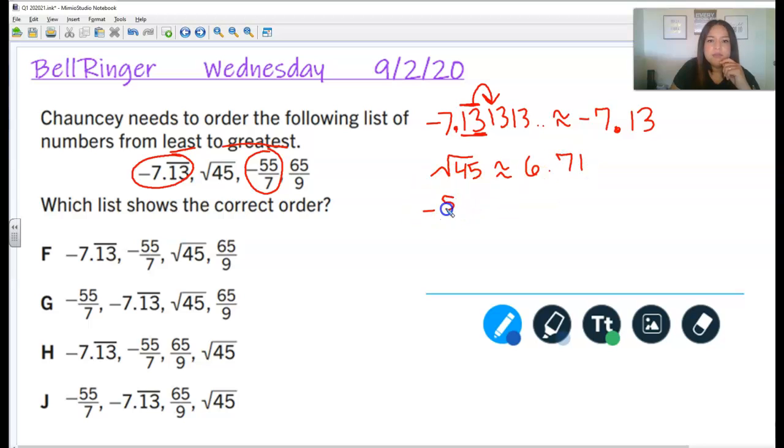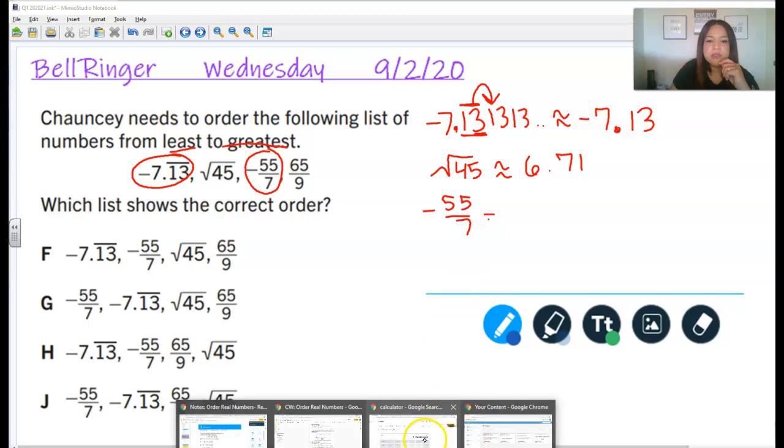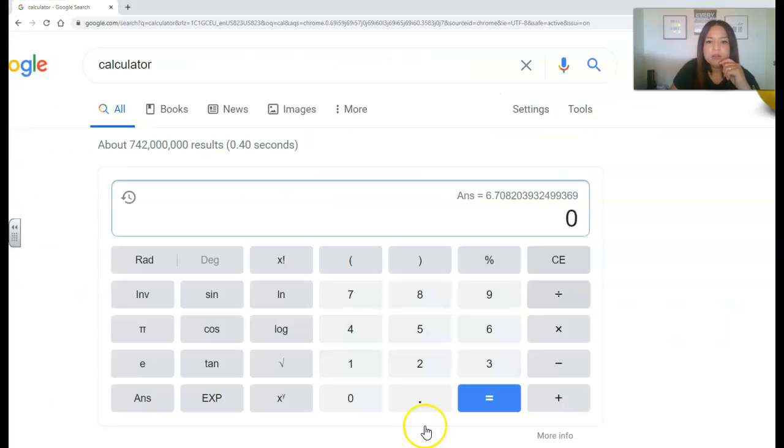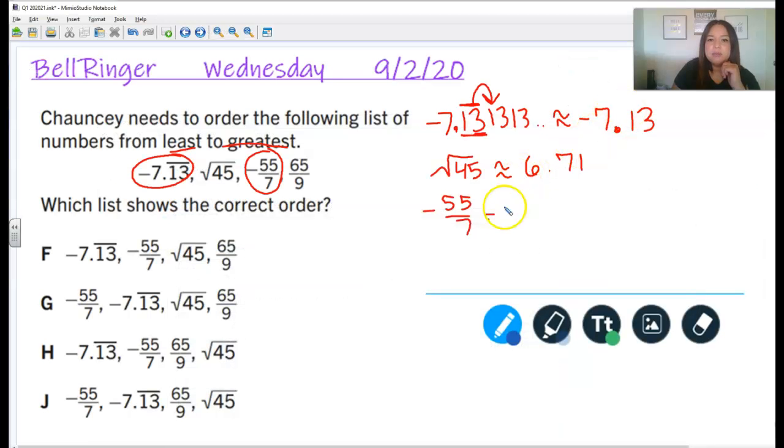And then we have negative 55 over 7. So once again, I get my calculator, and remember I want 2 digits. So I'm going to clear this, negative 55 divided by 7, press enter, and I get negative 7.8571. So I need to look at that second digit and decide if I'm going to let it rest or add 1 more. In this case, I add 1 more because the neighbor is a 7. So negative 7.86 is my approximation. Negative 7.86, okay?